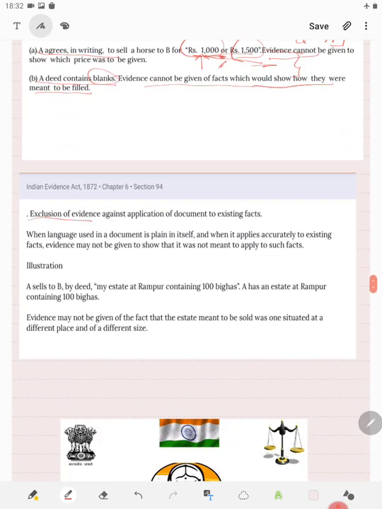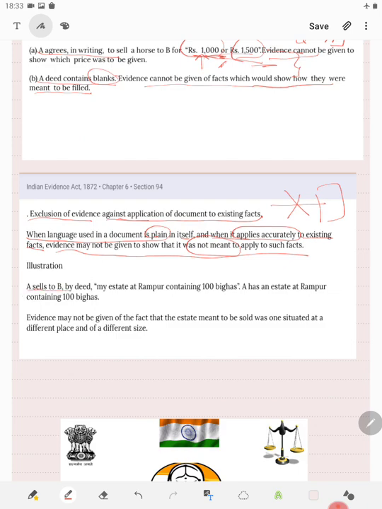Exclusion of evidence given against application of document to existing fact. When language used in a document is plain, so the language is plain in itself, and when it applies accurately to existing facts, evidence may not be given to show that it was not meant to apply to such fact. In that case, if it totally applies to the fact, then you cannot give evidence that it was not meant to apply to those facts.